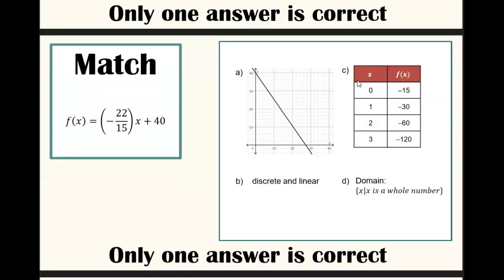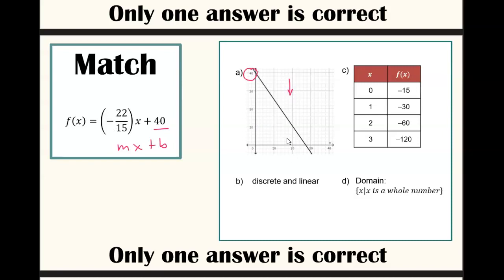Next problem. Match this equation to one of these representations. Pause the video, see if you can figure it out. So let's look here. This is mx plus b format. It's kind of a complicated slope, but that's okay. We can have complicated slopes. We can have fractions. We can have negative numbers. We do know that the y-intercept here should be 40, which looks right. That looks like it's where it crosses the y-axis. This is a negative slope, and this is going down, so that matches.